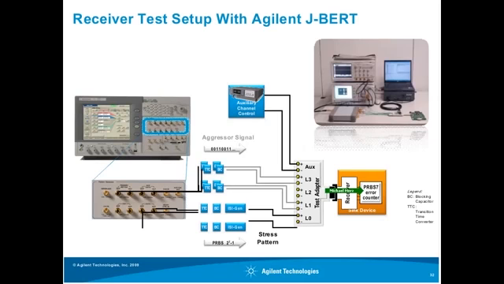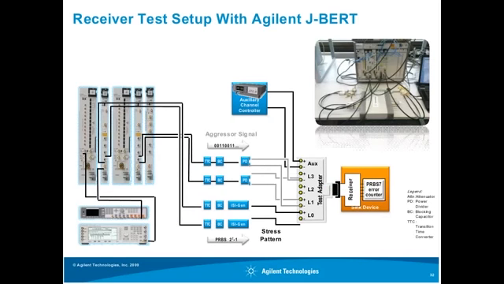The same is true when using the Agilent PARBERT. This is shown on the next slide. So you see basically the setup on the right side is exactly the same. The only thing is you have the modular PARBERT system on the left-hand side generating the aggressor signals and the stress pattern.